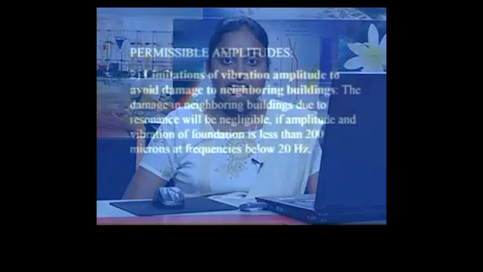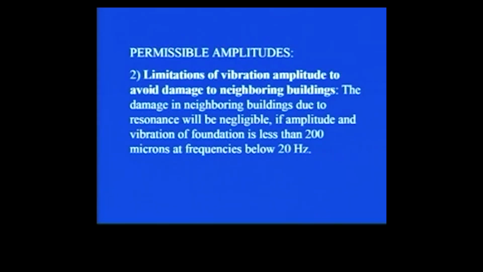So, the second condition, in the absence of any data provided by the manufacturer of the machine, is that this condition should be fulfilled: limitation of vibration amplitude to avoid damage to neighboring buildings. The damage to neighboring buildings due to resonance will be negligible if the amplitude of vibration of the foundation is less than 200 microns at frequencies below 20 hertz. So, these are the two things. Amplitude is 200 microns at frequencies below 20 hertz.